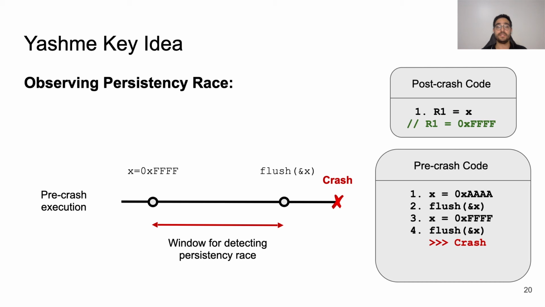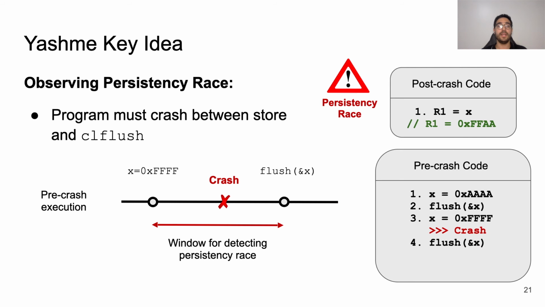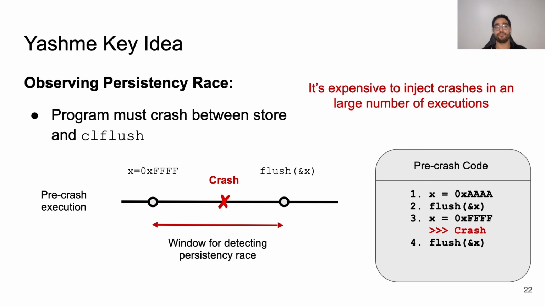In this example, since the crash is simulated outside of the detection window, no partially persistent value is observed by the post-crash execution with the basic approach. However, if the crash was simulated inside the detection window, the post-crash execution could observe a partially persistent value of double f double a in variable x and report a persistency race for this variable. This requirement dictates aggressively injecting crashes in a great number of executions.